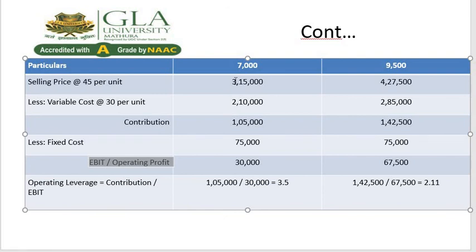you just calculate: 45 into 5,000 units, that is 2,25,000. If we reduce our units and total sales is 4,500, then multiplying by our selling price gives 2,02,500, and we cannot even cover our variable cost. Our fixed cost is 75,000, so in this case we go to the negative way.